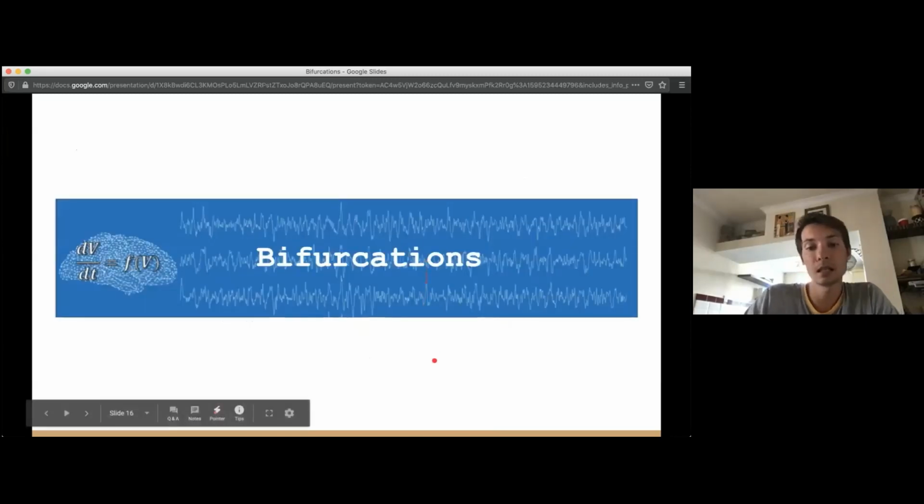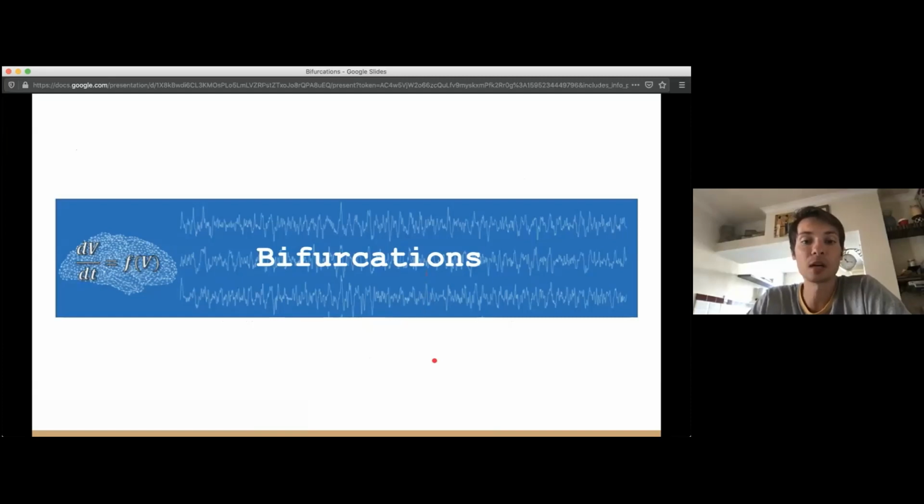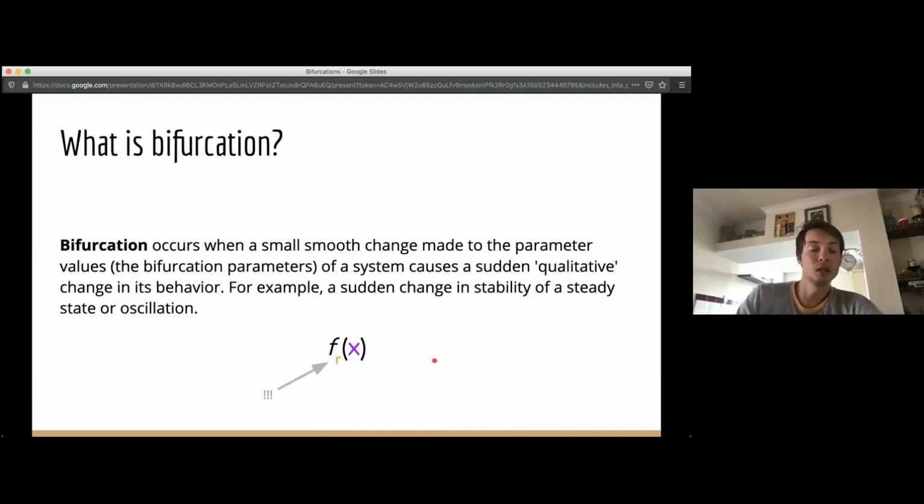Okay. But today's talk is about bifurcations rather than about stability. So let's first try to answer what a bifurcation actually is. A bifurcation occurs when a very small smooth change is made to the parameters of our dynamical system, and it causes a sudden qualitative change of its behavior. So for example, it may change the stability of the system, right? Before, we had either stable or unstable points, then we also had different types of those points. So a bifurcation can change the type of the stable point, or actually can change the stability of it.